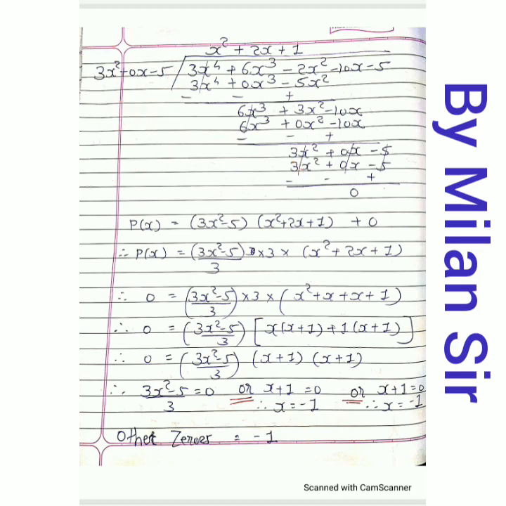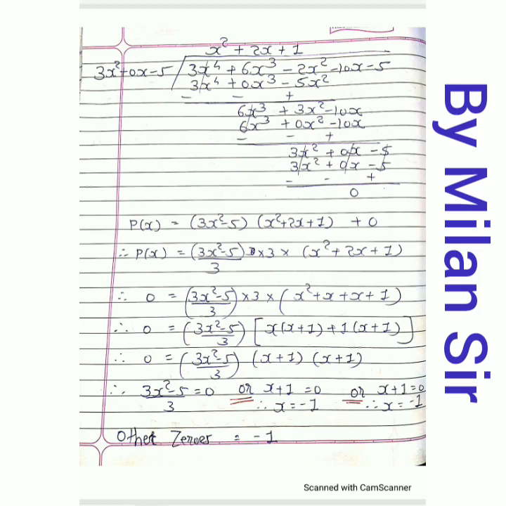And then we need to change the sign, so plus is converted in minus, minus is converted in plus. Then my 3x square cancel, 0x cancel, plus 5 minus 5 cancel. So I get remainder as 0. And in this type of question, if two zeros are given and we are finding the other zeros, always we get remainder as a 0.